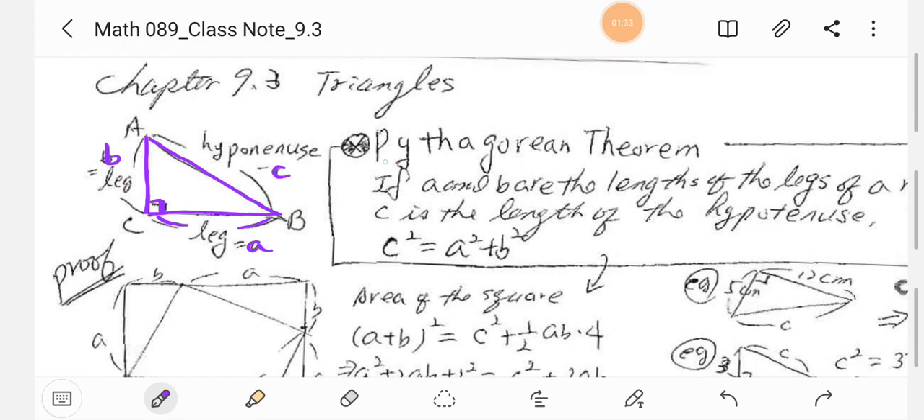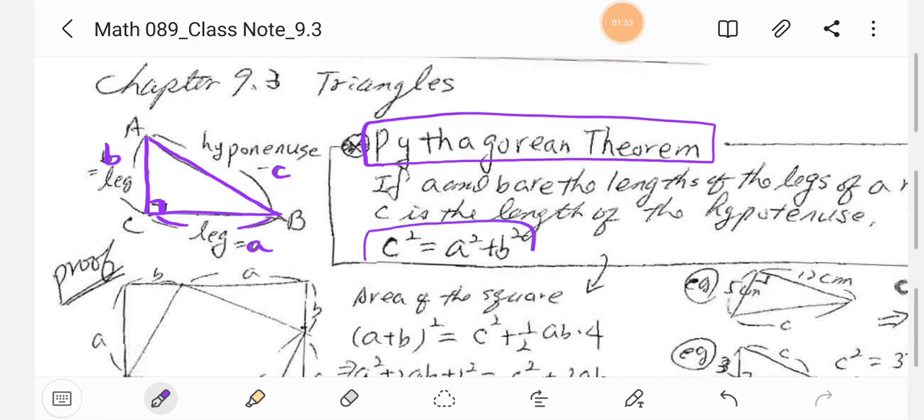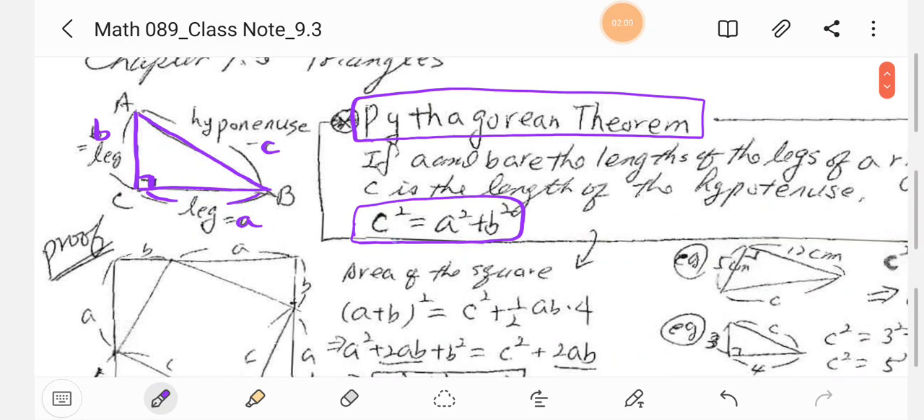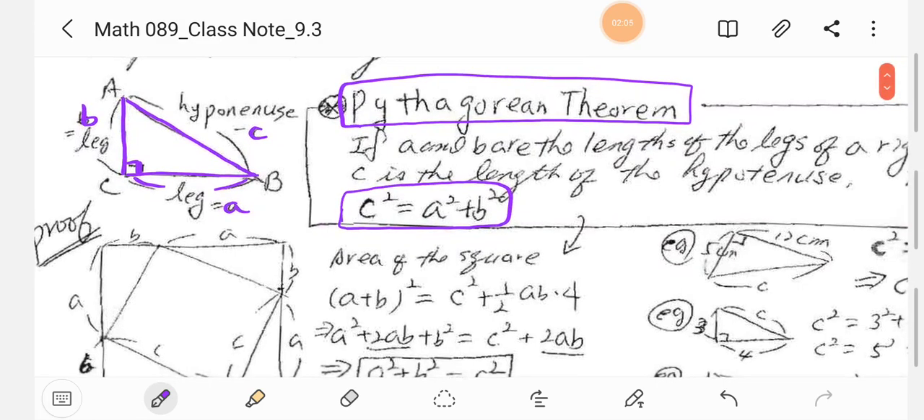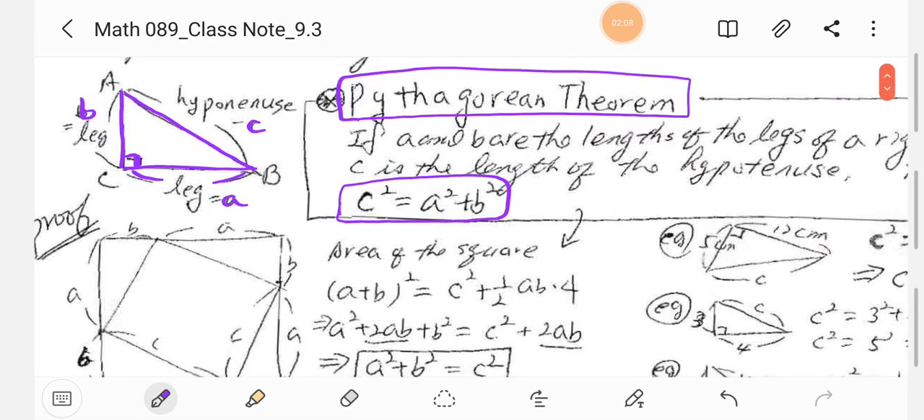Here is something very important. For the right triangle, we have the Pythagorean theorem. This means the square of the hypotenuse, c squared, is equal to the sum of the squares of the two legs, a and b. So this is the formula, a very, very important formula. In a right triangle, always c squared is equal to a squared plus b squared. Don't forget this. Then c is equal to what?